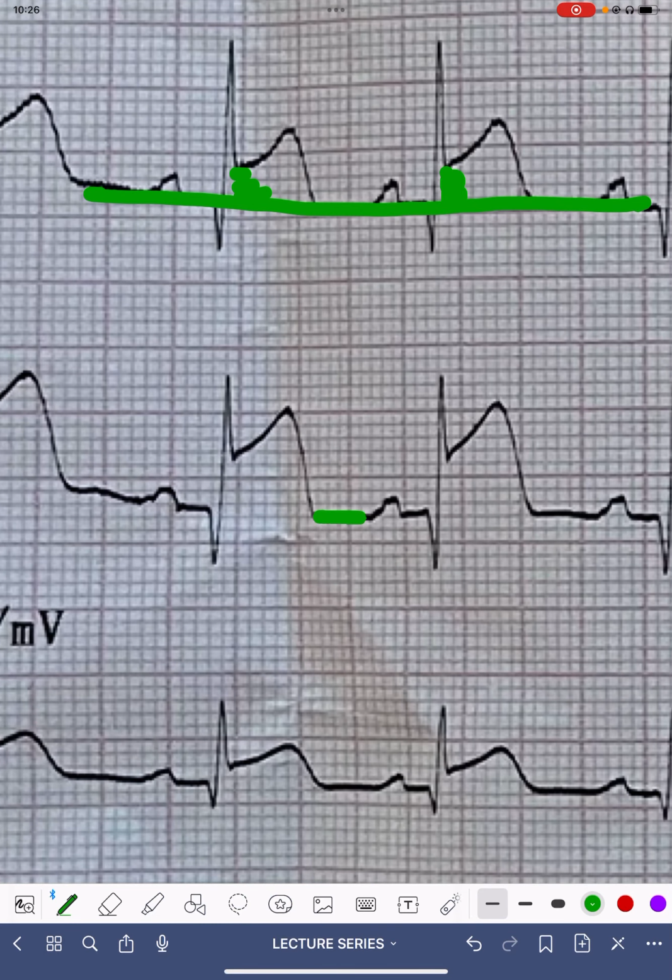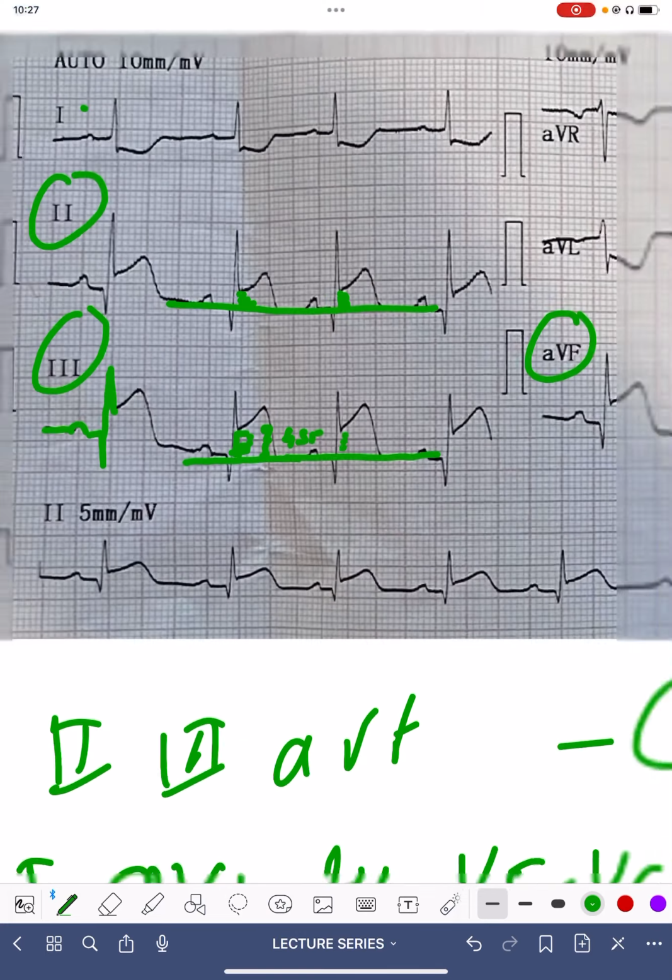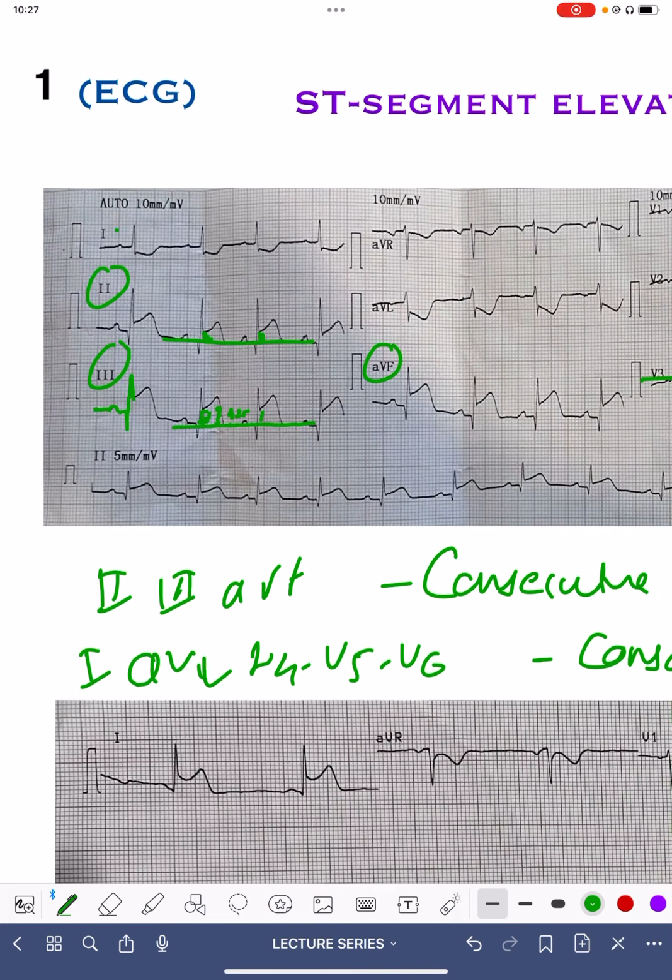Here also, this is the baseline. You can see this is one small box, this is second small box, this is third small box, this is fourth small box. So there is around four small boxes of ST elevation. Here there is one, two, three. So there are a total of three small boxes, or 3 millimeter ST elevation, in leads 2, 3 and aVF.